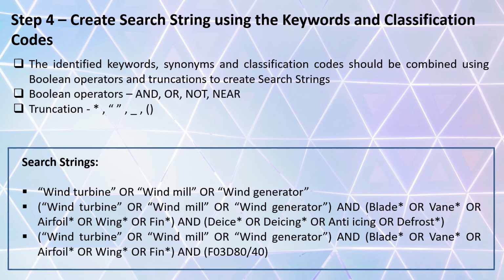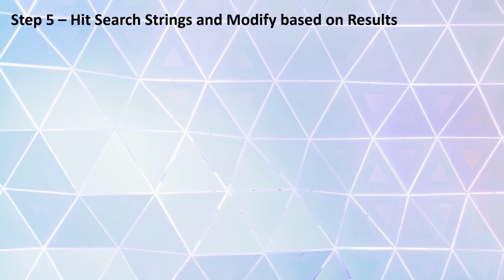So these are different kinds of search strings, and you have to learn to create these search strings for conducting better patent searches. So this is something which comes by practice. The more and more patent searches you do, the better you get at doing this. So that was step 4.